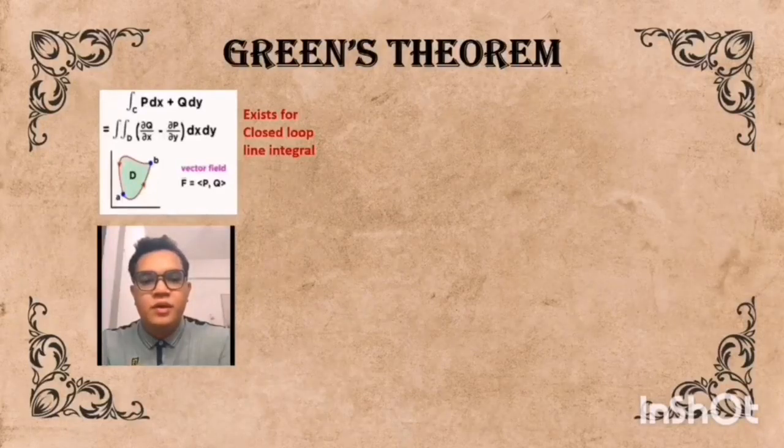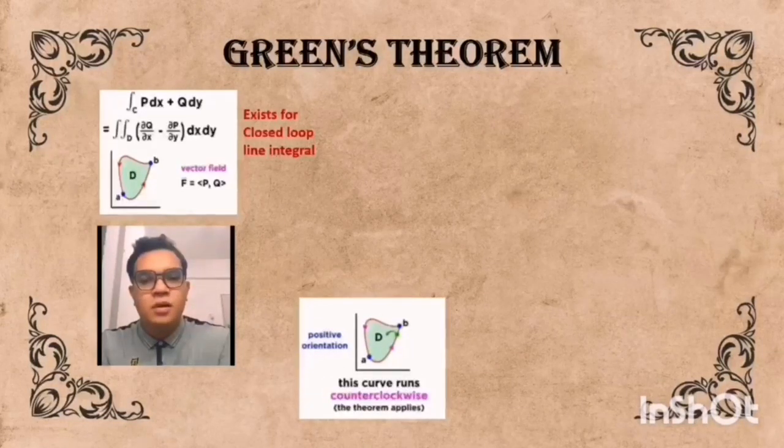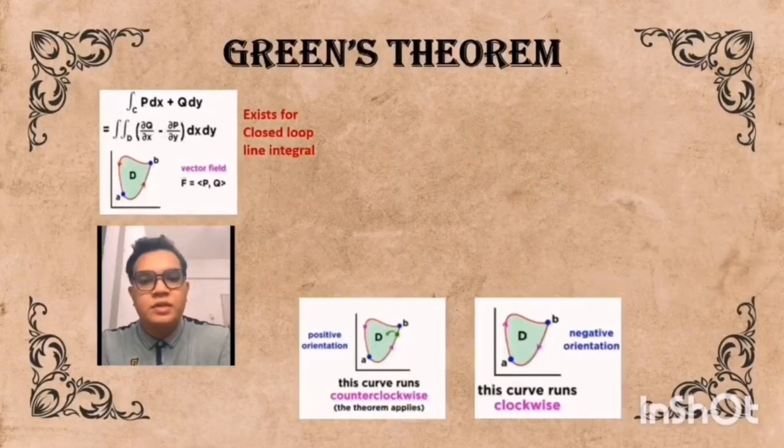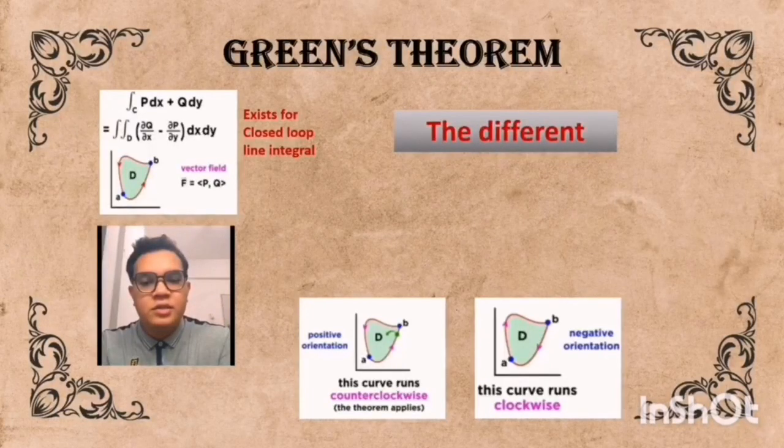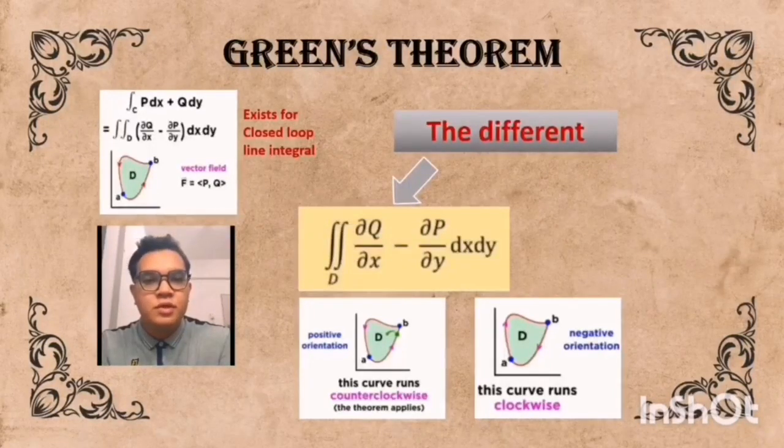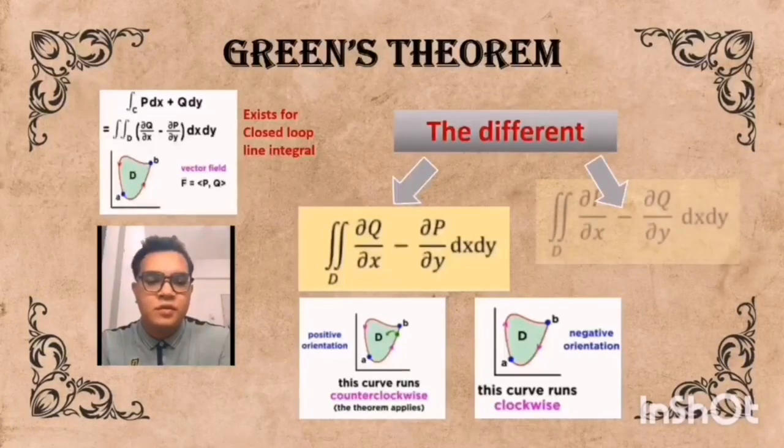Before that, we have to acknowledge that there are two situations in this theorem. It is important because they are different in terms of order. If the curve runs counterclockwise, it yields positive rotation, while if the curve runs clockwise, it yields negative rotation. So what is the difference? Okay, let's look at the formula for positive rotation. We use this formula, and for negative rotation, we use another.